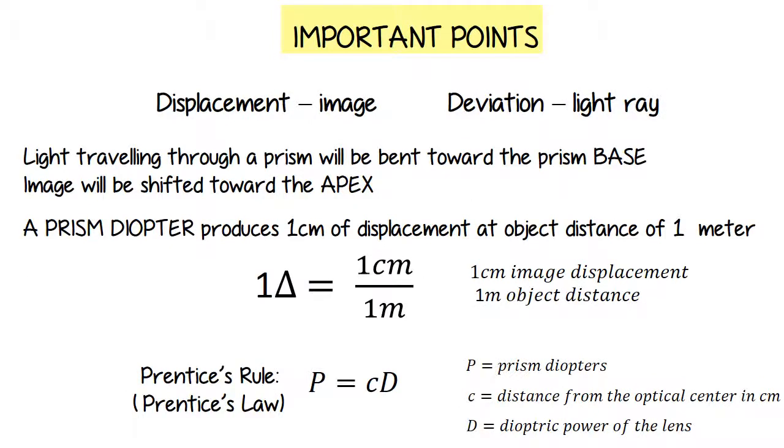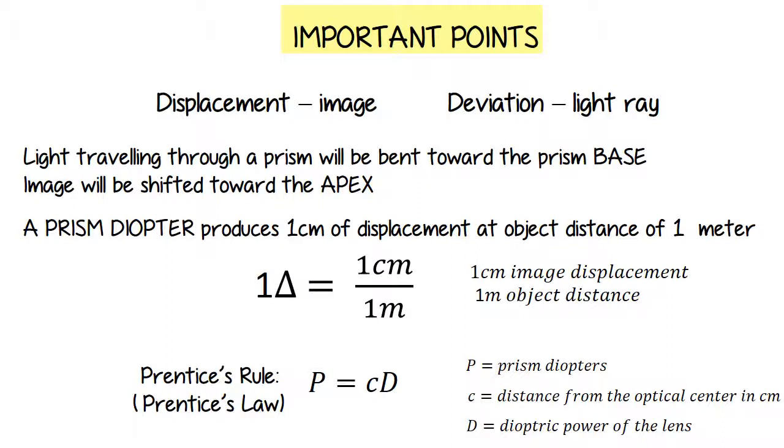Okay, these are some of the more important points that we've just gone over. Okay, displacement refers to the image or the object. Technically the image, but object sort of. Deviation refers to a light ray. Okay, images and objects are displaced. Images of objects are displaced, let's say that. For deviation, light rays are deviated.